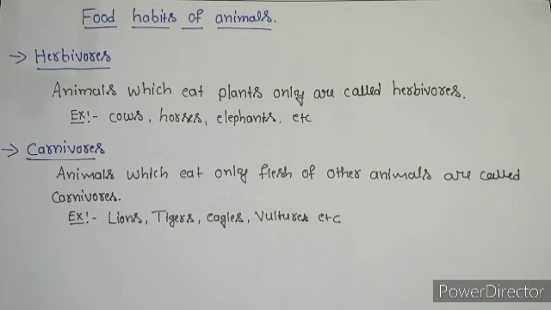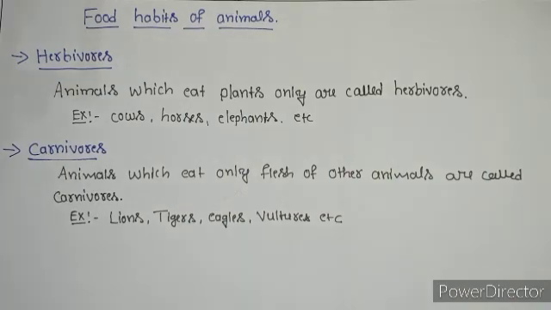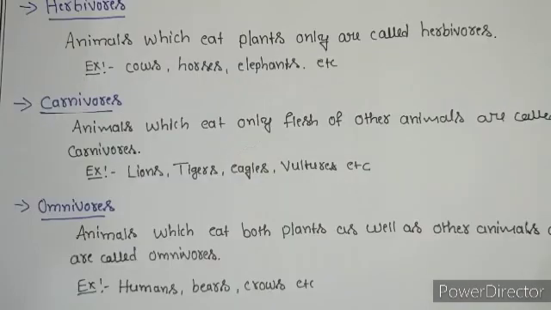The next group of animals are carnivores. Carnivores are animals which eat only flesh of other animals. Some animals such as lions, tigers, eagles, vultures are carnivores. The next group of animals are omnivores. Omnivores are animals which eat both plants as well as other animals. Examples: humans, bears, crows, etc.